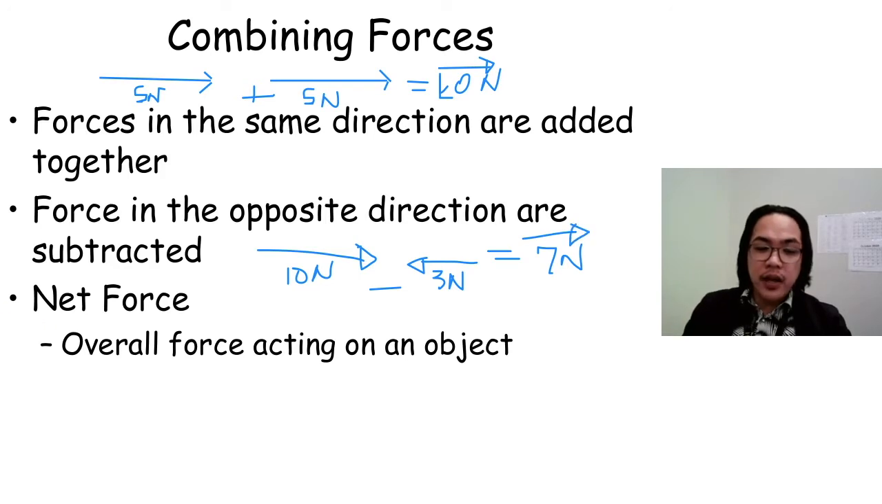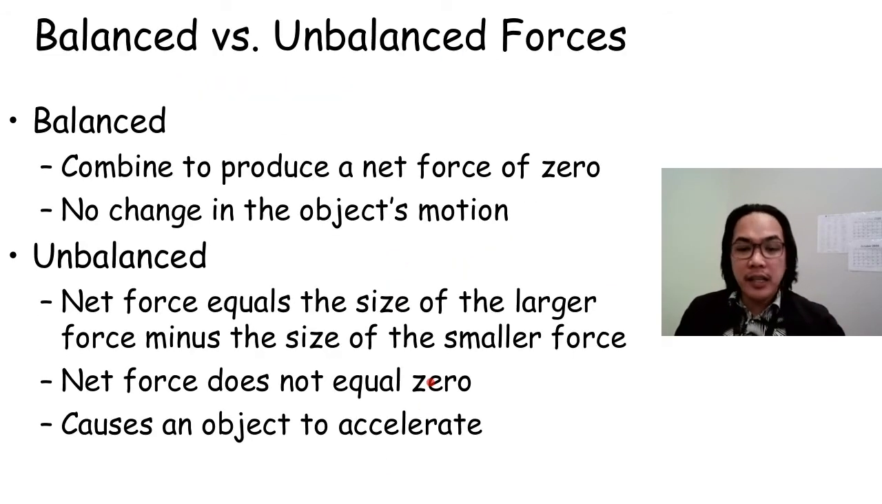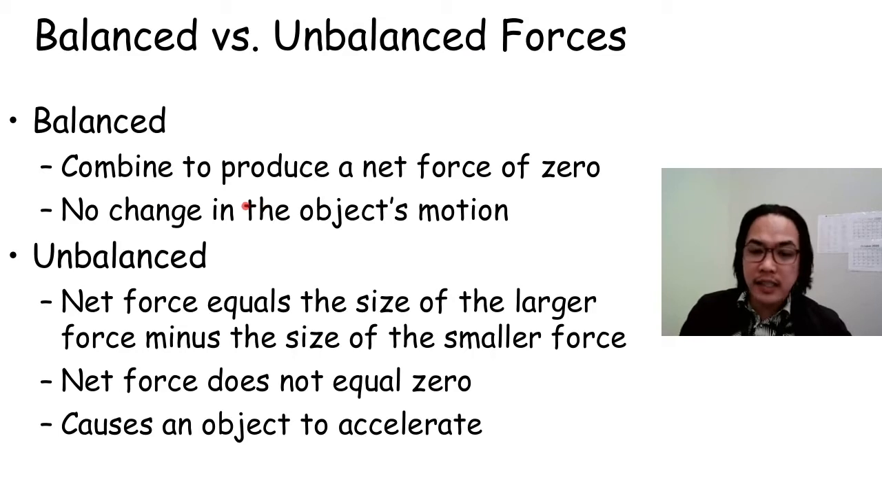Okay? So net force is the overall force acting on an object. So 7 Newtons is the net force, and 10 Newtons is a net force as well. Now, knowing how to calculate it, we can identify if the force is balanced or unbalanced. When we say balanced force, when you combine two or more forces, it produces a net force of 0, and there is no change in the object's motion.